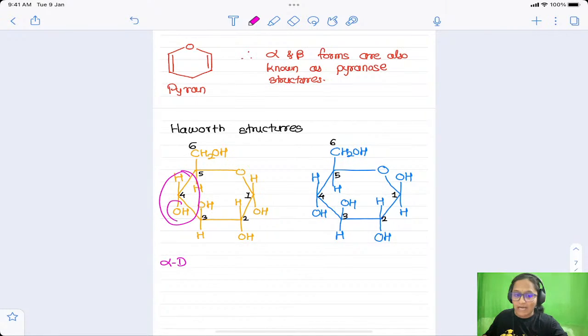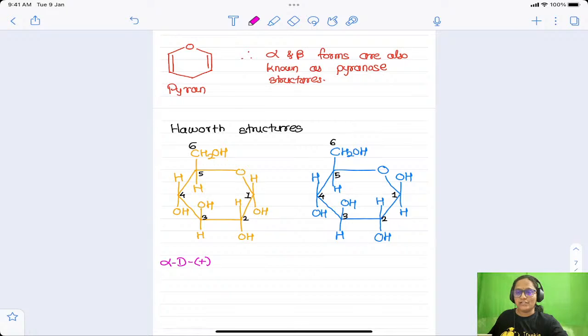OH group is down, that is right hand side. I have explained this already. Carbon number 4 is the anomeric carbon atom. OH group right hand side, that means D. If it was left hand side, capital L. But in case of glucose, it's not on the left hand, it is on the right hand side only. Then after that again one small dash, then inside the bracket I will write down plus. What is the meaning of this plus I will explain.